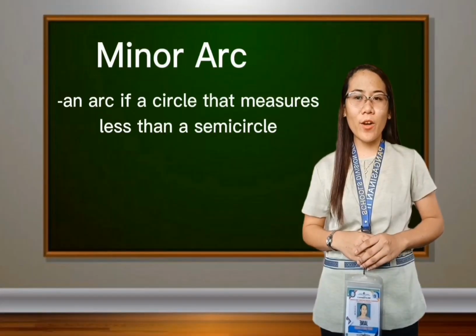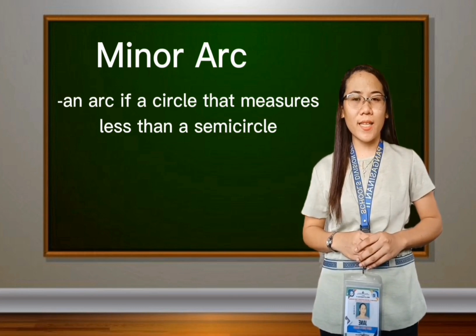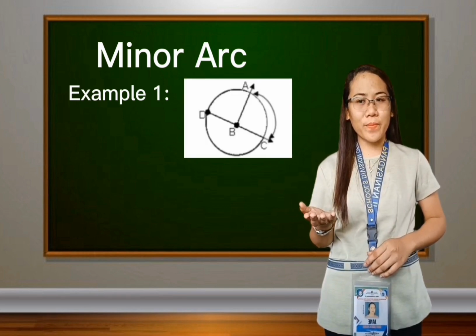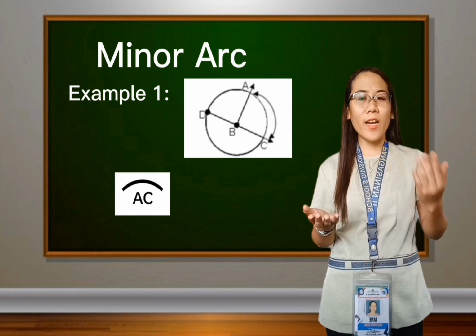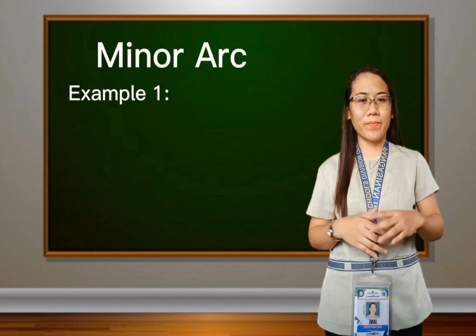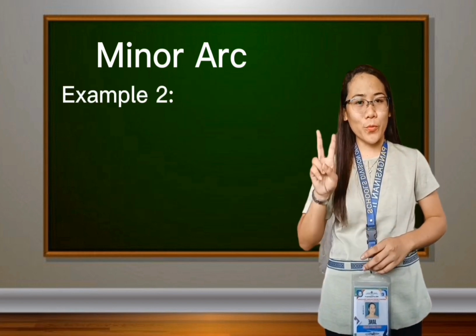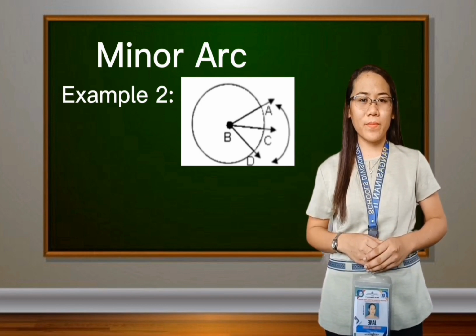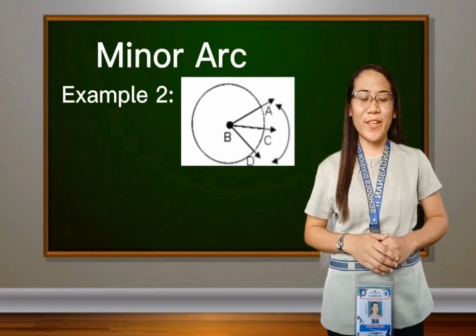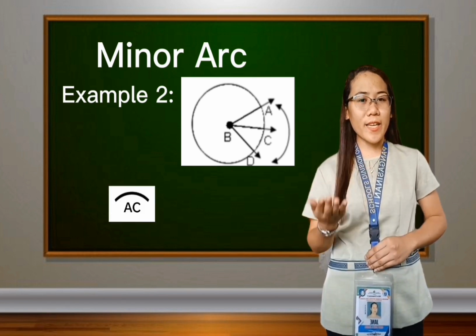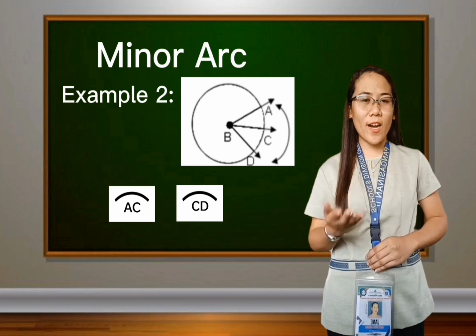Minor arc is an arc of a circle that measures less than the semicircle. Example number 1. In this figure, arc AC and arc BA are examples of minor arcs. Figure number 2. What are the minor arcs of circle B? You are correct. The arcs are arc AC, arc CD, and arc AD.